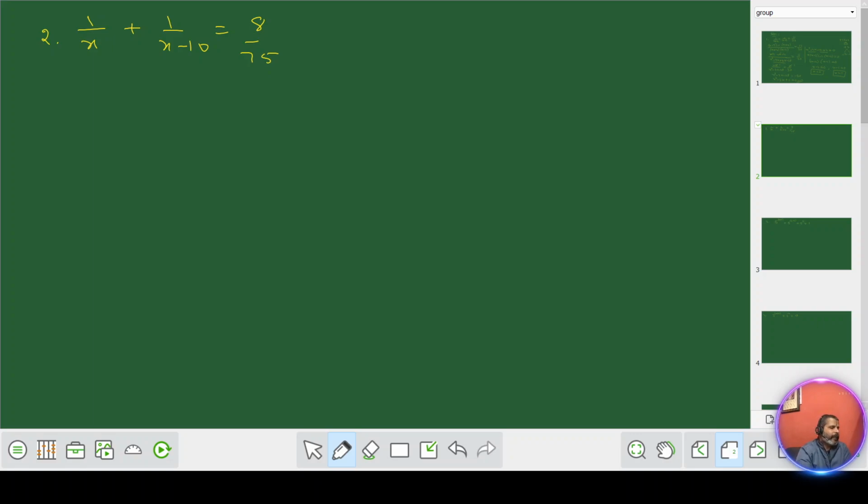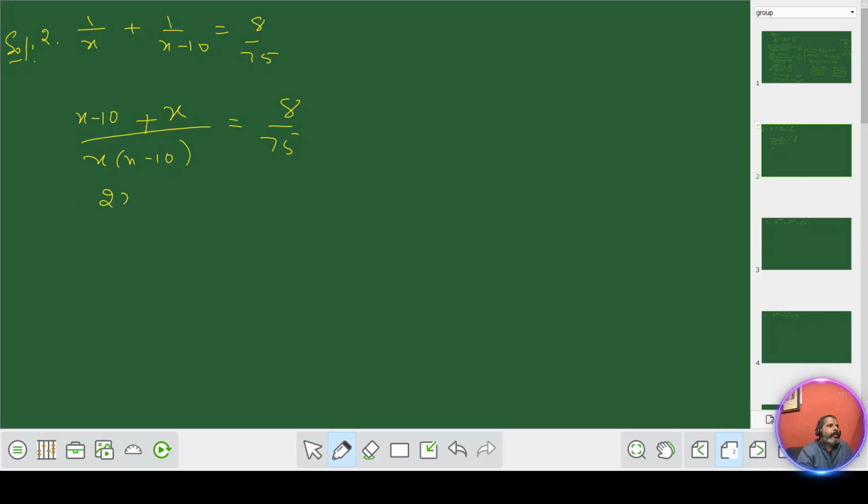1 by x plus 1 by x minus 10 is equal to 8 by 75. Same way, take the LCM. What is the LCM? x of x minus 10 is the LCM. x, how many times x of x minus 10? Just x minus 10 times. So 1 into x minus 10 is x minus 10. x minus 10, how many times? x times, equal to 8 by 75.